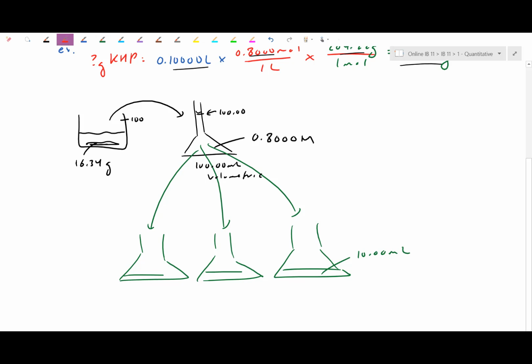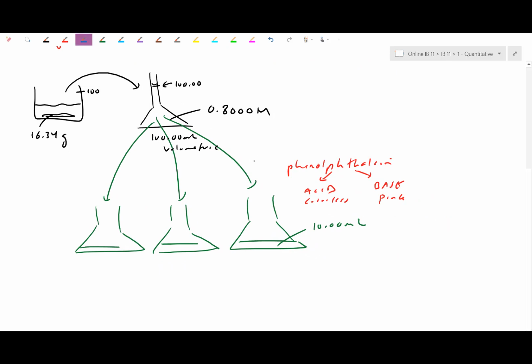Don't forget to add the phenolphthalein. Phenolphthalein is a chemical indicator here. If it's overall an acid solution, it's going to stay colorless, so there's no change. If there is excess base in the solution, it's going to turn a pink color. So what we did is we had our 3 Erlenmeyers here. We did 3 trials of this.